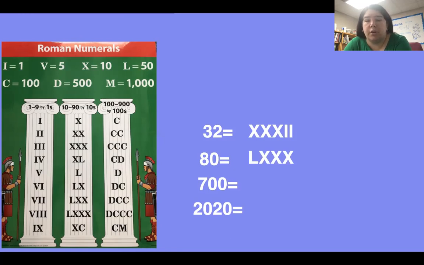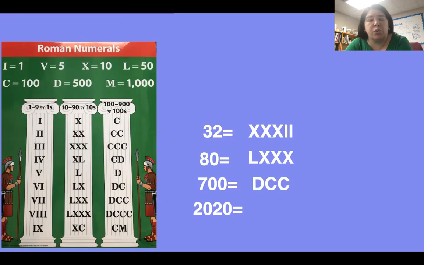Now, 700. You know that 100 is C, but you can't put 7 C's in a row. You can only put up to 3. So you use 500, which is D, and then use how many hundreds? 2. Very good. So you should have D, C, C.